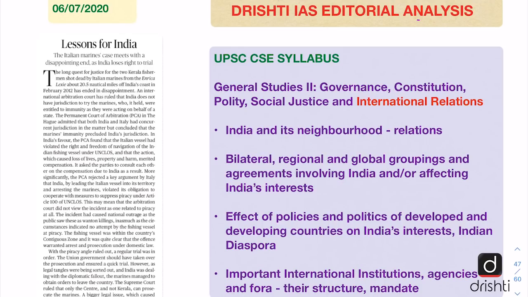We have taken today's editorial from The Hindu, and the title of the editorial is Lessons for India. It says the Italian Marines case meets with a disappointing end as India loses right to trial.